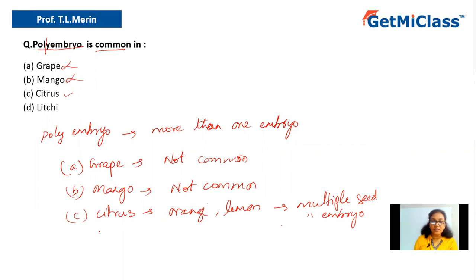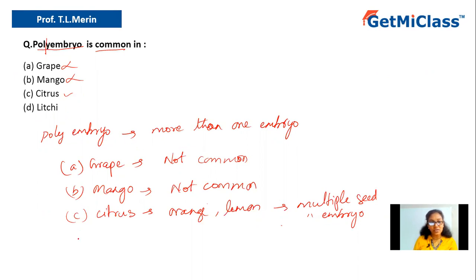So polyembryo, yes, it is common, because whenever you take any orange or lemon, you can find multiple seeds in them. In most cases, some of the seeds may not be viable, because some of the embryos are not formed from the zygote. They may have formed from the egg alone or from the vegetative part of the ovule, etc. Hence this condition is called polyembryo. So it is common in citrus fruit.